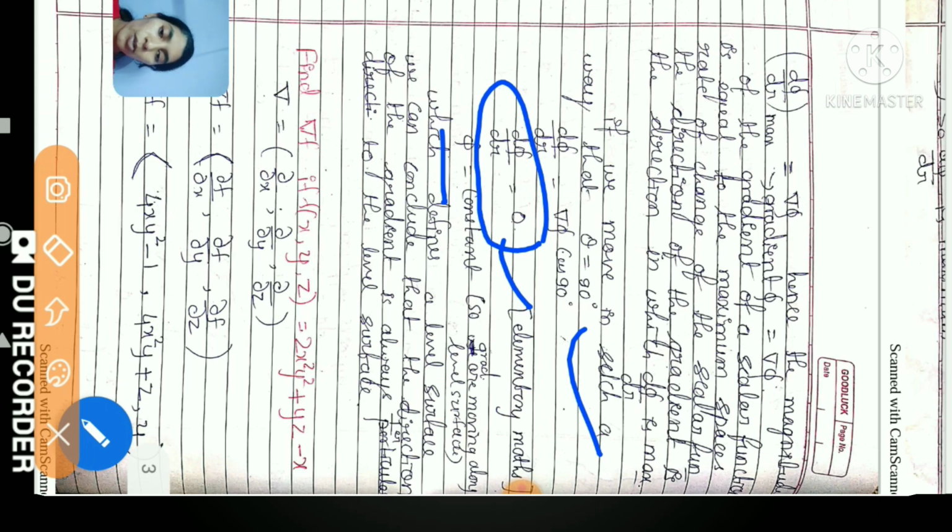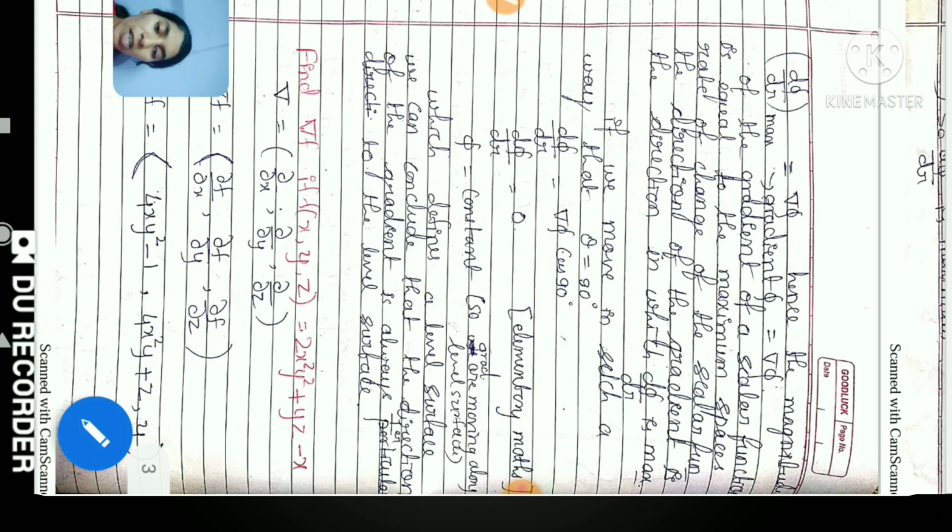Okay. So now the gradient is moving along the level surface. It means the φ function is constant throughout the level surface, which defines a level surface. We can conclude that the direction of the gradient is always perpendicular to the level surface.